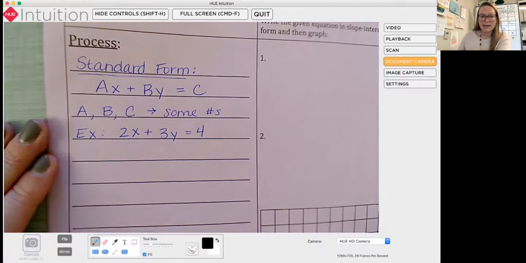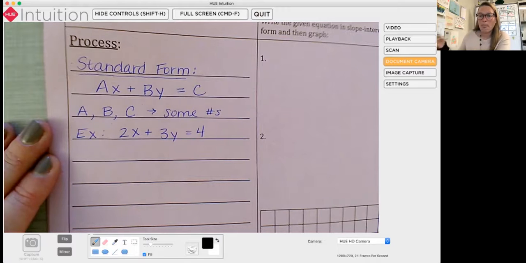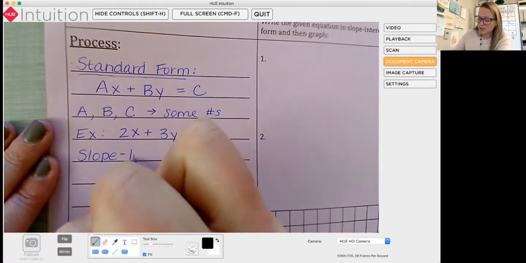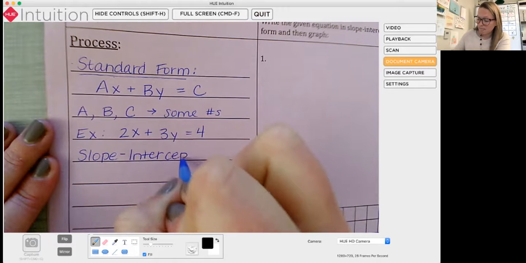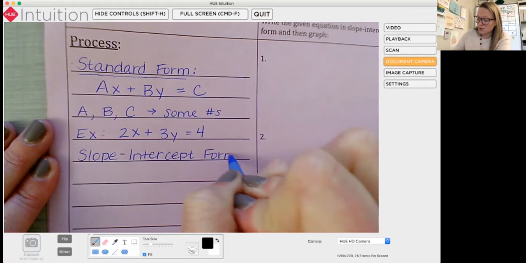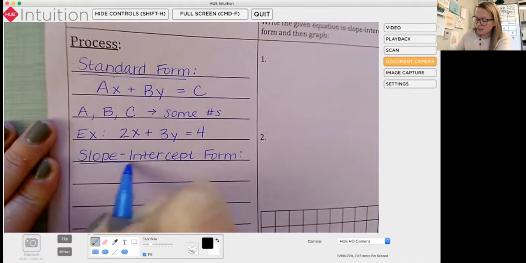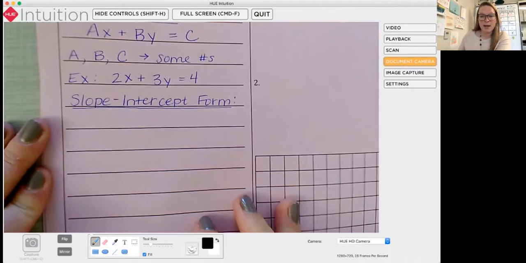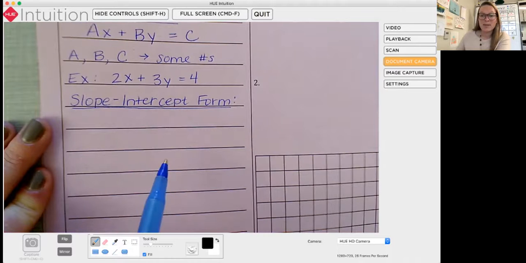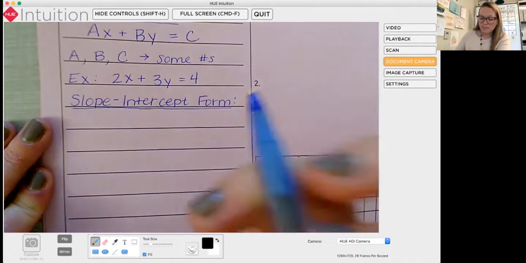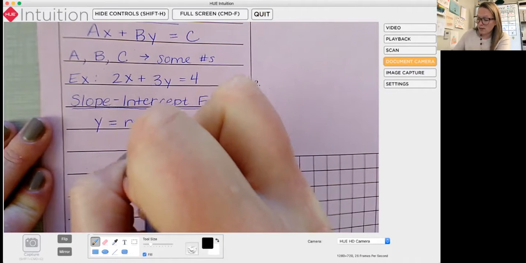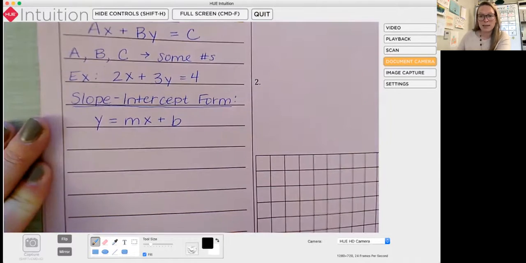So what we're going to see today is you're going to have some equations that are given to you in standard form, but we're going to want to get them into slope-intercept form. The reason we'll want to move them into slope-intercept form is because we're going to want the slope and the y-intercept. Because if we have the slope and the y-intercept, we'll be able to graph the line. So slope-intercept form, some of you may remember, is written as y equals mx plus b.